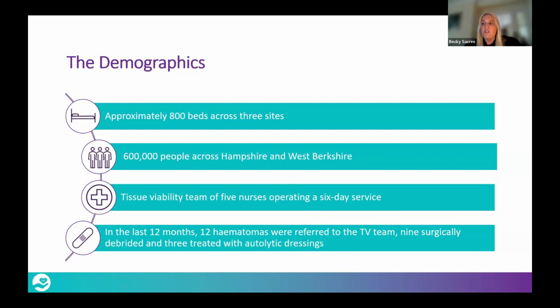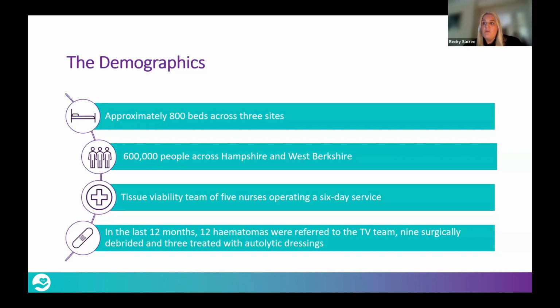Prior to the implementation of our haematoma pathway, we'd received 12 referrals for haematomas. Of these cases, 9 required surgical debridement, where only 3 cases required tissue viability support post-debridement. The haematomas were also managed using autolytic dressings. Surprisingly, most patients admitted with haematomas were automatically referred to orthopaedics for that surgical debridement.